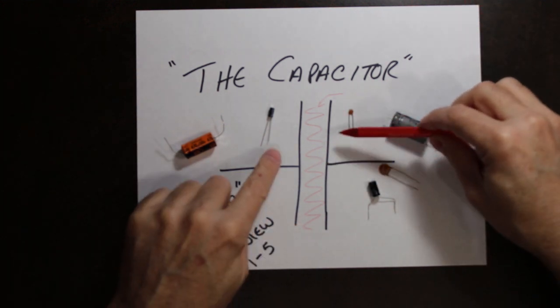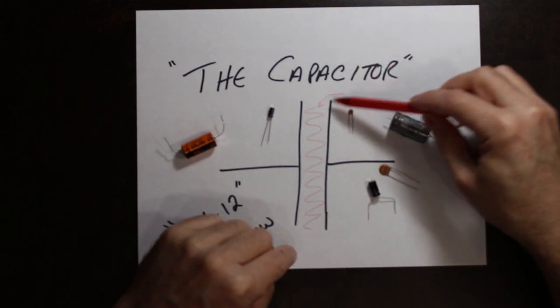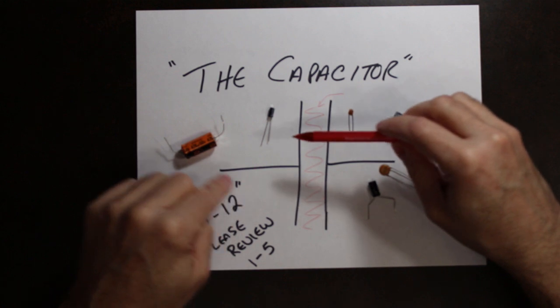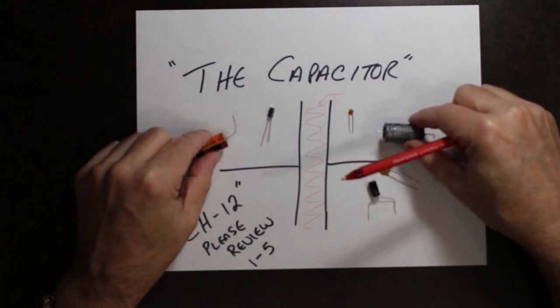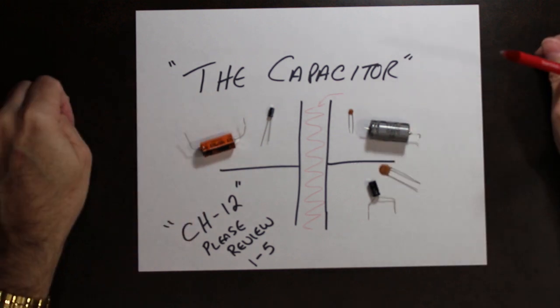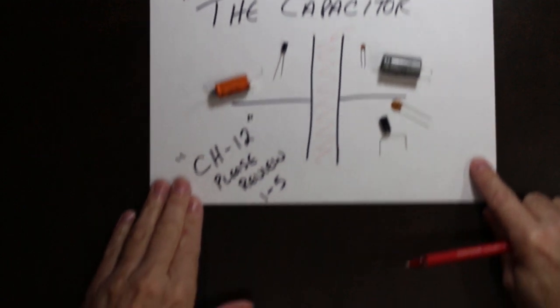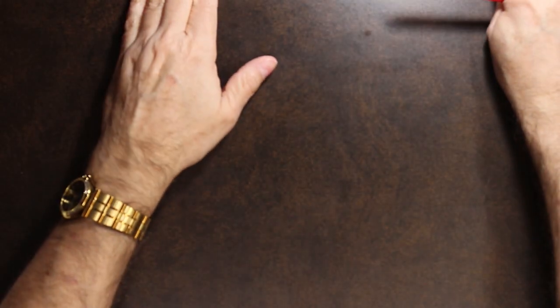So again, the construction: two conductive plates separated by an insulating material. That insulating material is what's referred to as a dielectric. And what a capacitor does in general is store small amounts of charge. So that's a capacitor in its general form.